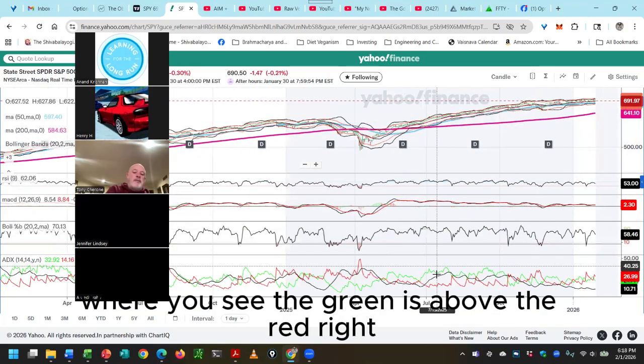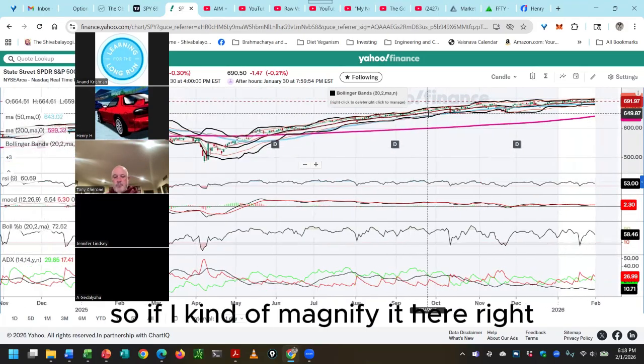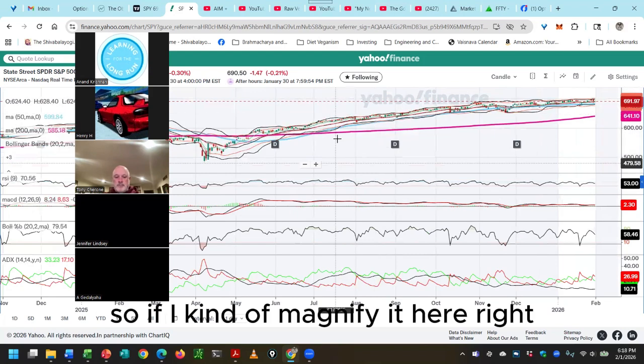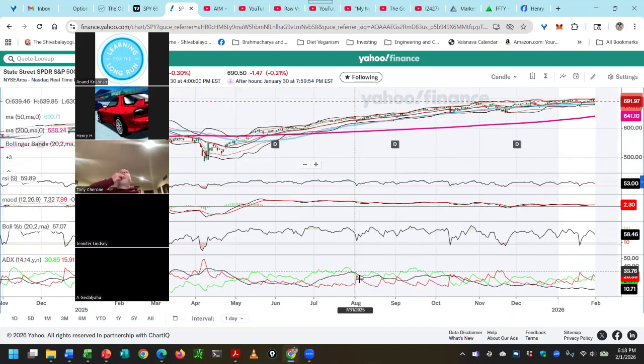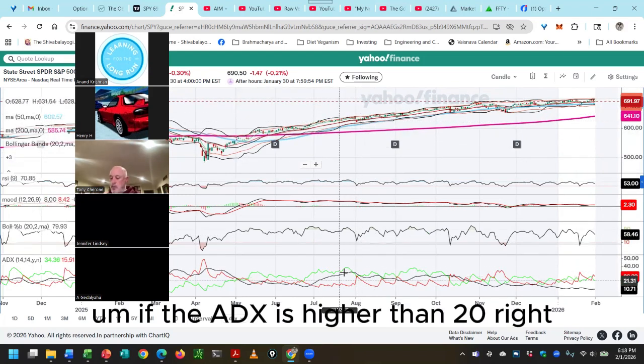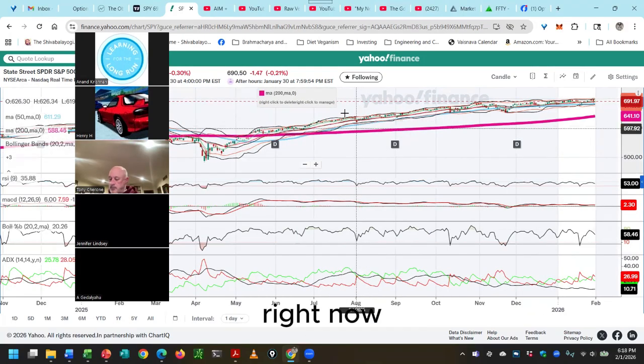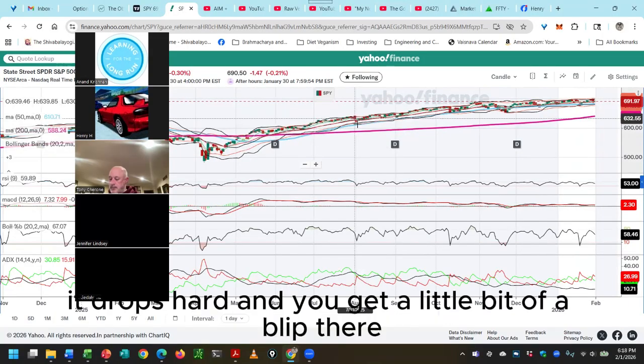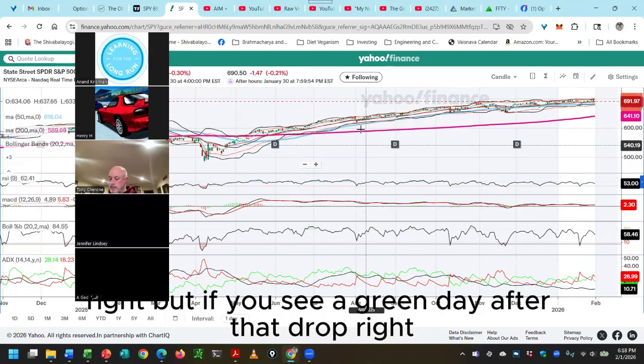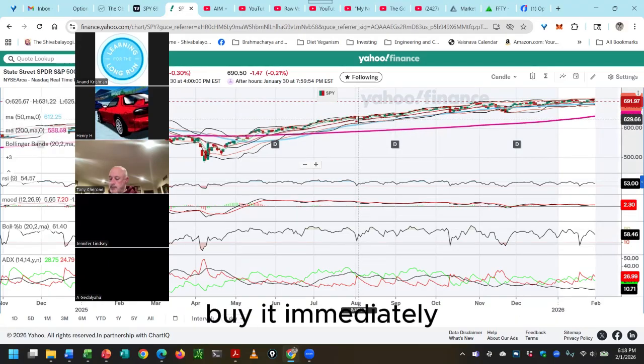Where you see the green is above the red, right? So if I magnify it here, if the ADX is higher than 20, I'm going to be looking for a drop back to the averages. Sometimes it drops hard and you get a little bit of a blip there. But if you see a green day after that drop, buy it immediately.